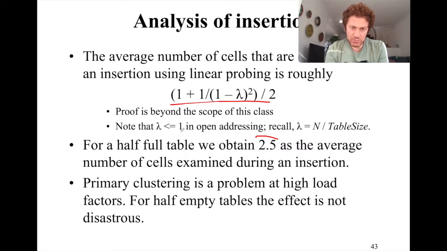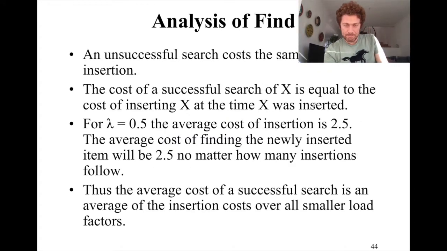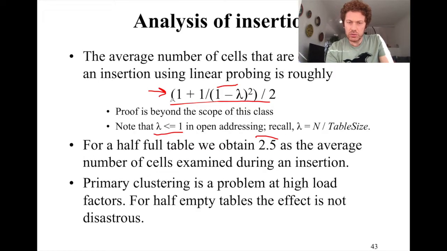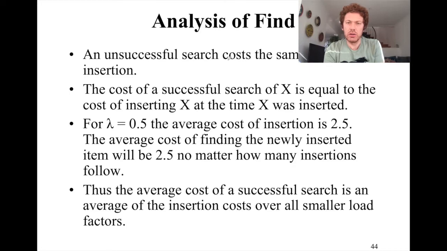And remember, lambda will never be more than 1, so it will never be a negative number here. I would like to prove this, but this is the way the number of probes goes. So this was insertion. For a find, an unsuccessful search costs the same as insertion because you go through that many probes. The cost of a successful search of x is equal to the cost of inserting x at the time x was inserted. So what does it mean?